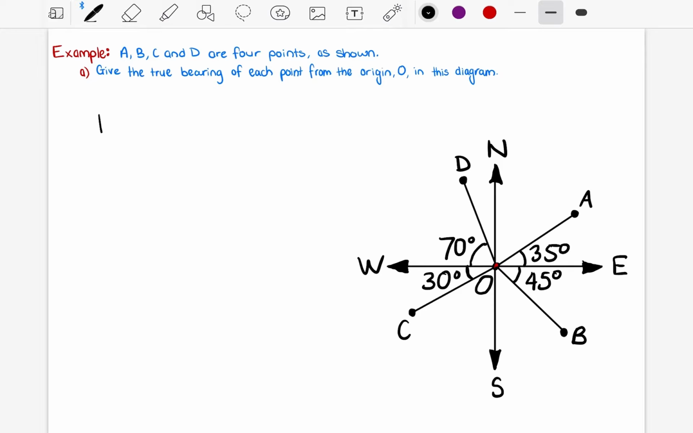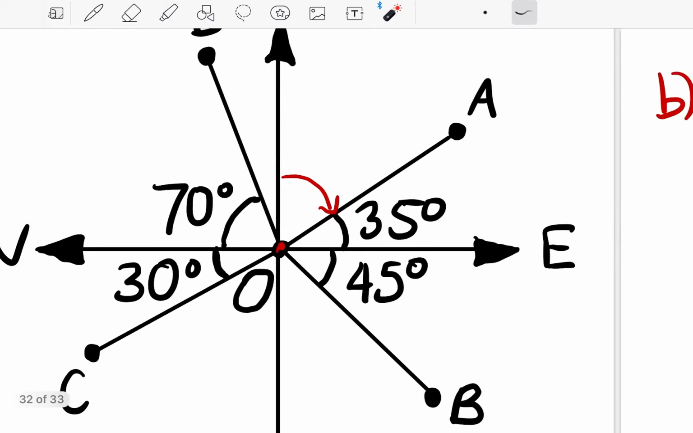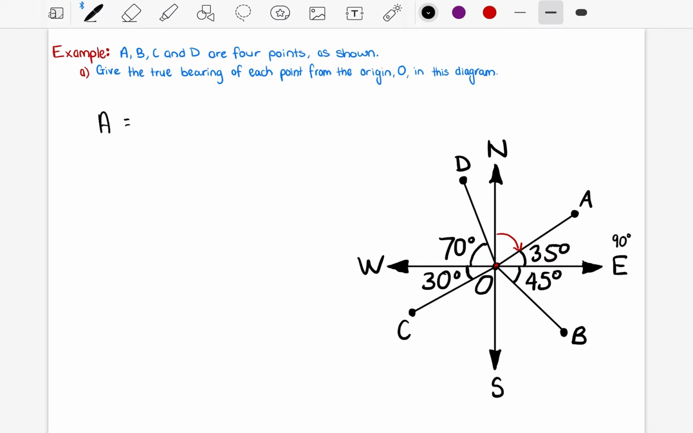So let's start with A. For A, we want to know what this little angle in there is. If we zoom in, we know that here is 90 degrees, because east is 90 degrees, just in case you've forgotten. Now this part here is 35, but that's not what we want. So to get this part, I'm going to go 90 take away 35, and that's going to give me 55 degrees true. So we found our first one, which is awesome.